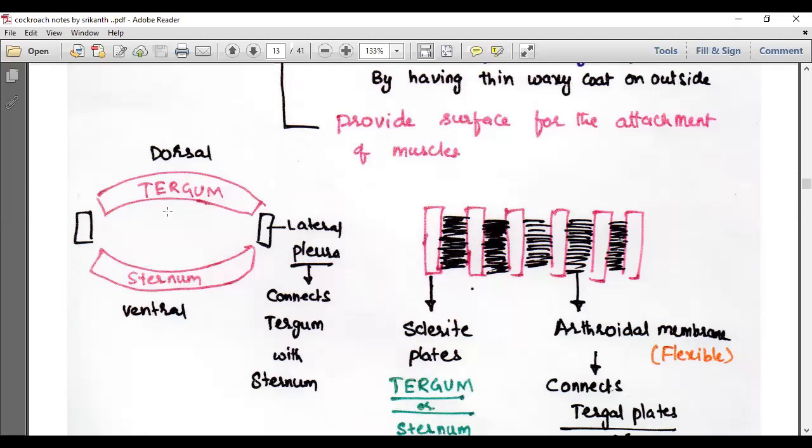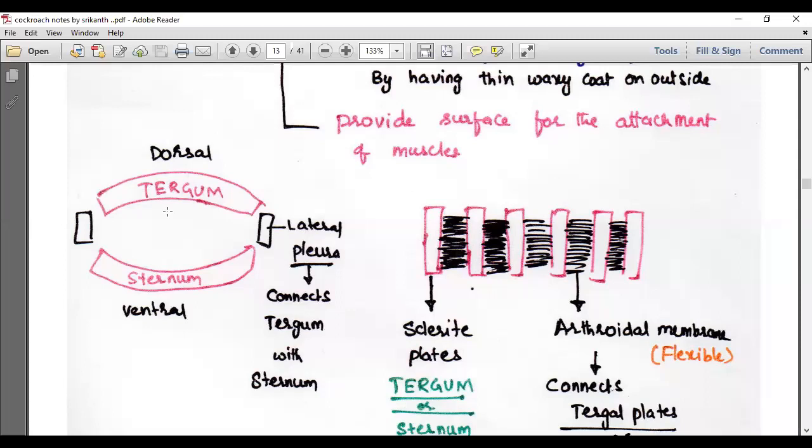Then lower plate, ventral plate, sternum, and lateral pleura. That means if there are three segments in the thorax, tergum, tergum, tergum on the dorsal side, sternum, sternum, sternum on the ventral side. So that is very important for us here to understand this particular phenomenon. That means in the cockroach thorax, three terga are present, three sterna are present, six pleura are present.